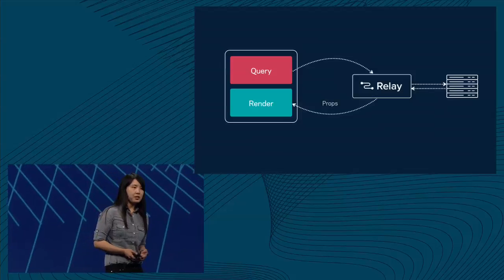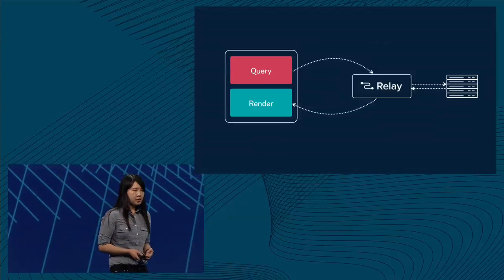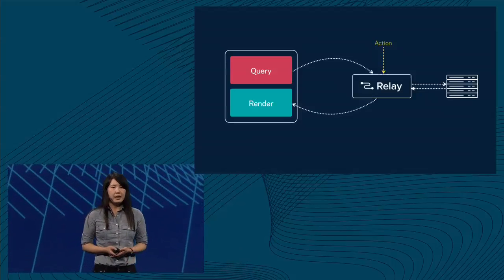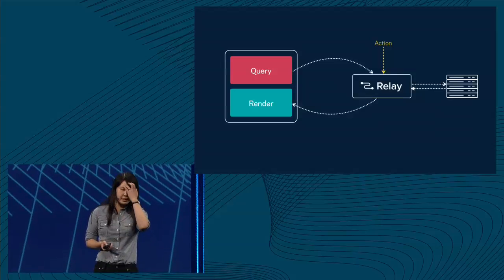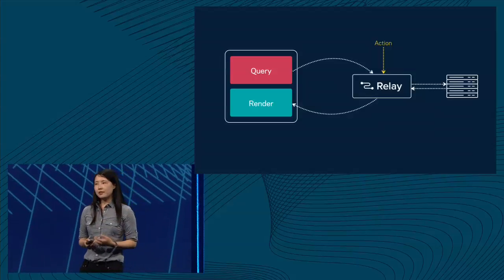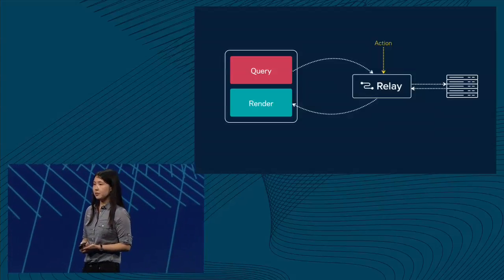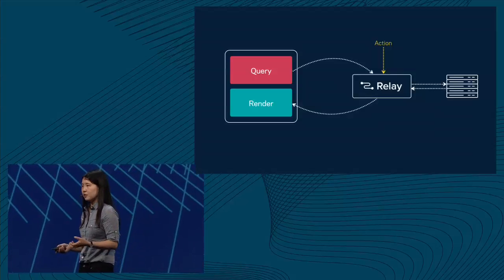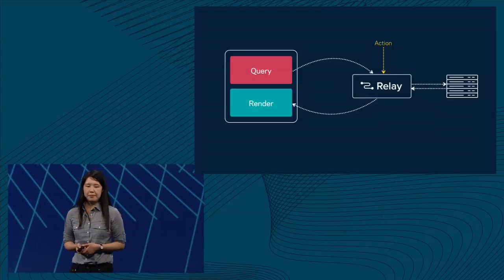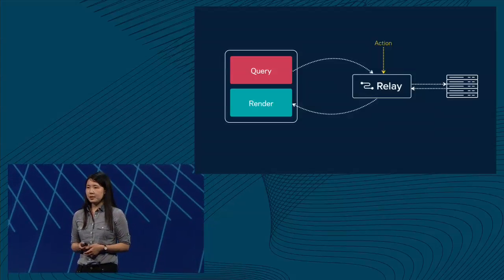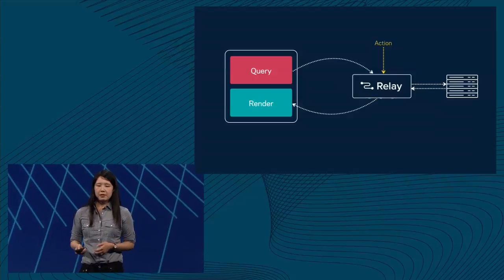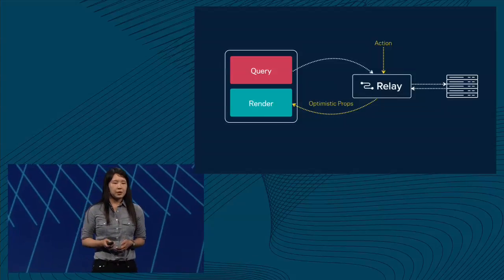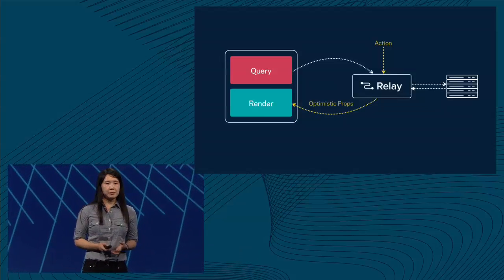Relay also has built-in support for writes. When we want to show the results of an action to the user immediately before the server responds, we'll often construct what we call an optimistic payload to reflect the state that we think the server will be in. So when an action comes in with an optimistic payload, Relay can notify the views that are affected by the changes with a new set of props that reflect that optimistic state.